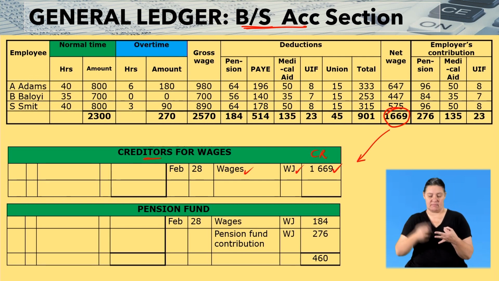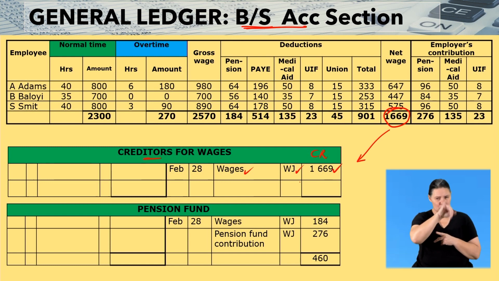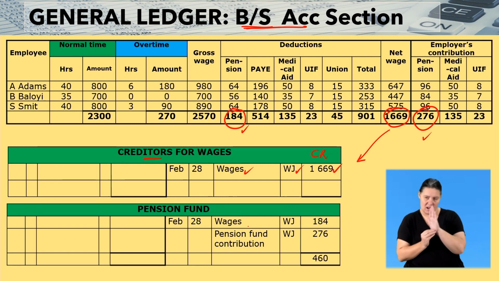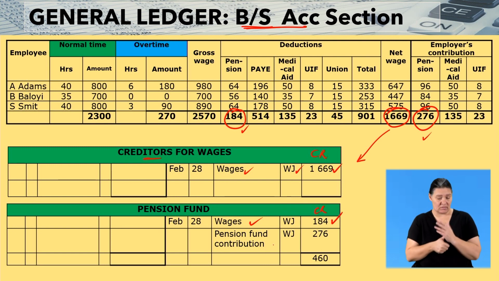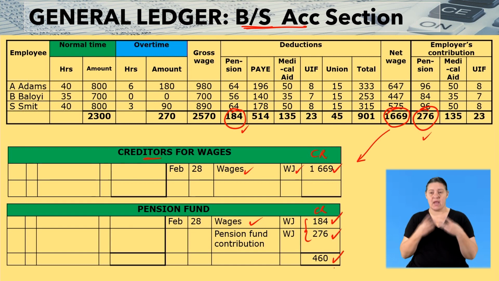The next one is pension fund. You remember when we prepared the wages journal that we had pension fund deduction, which is 184, but we also had pension fund contribution, which is 276. So the deduction, I will record it on the credit side, and then I will say wages 184. That is the deduction. And the contribution, here it is, pension fund contribution 276. And if I add these two amounts, I end up with 460 rands.